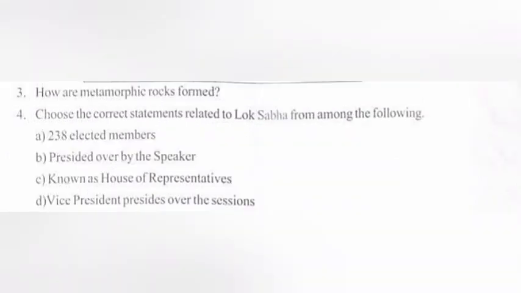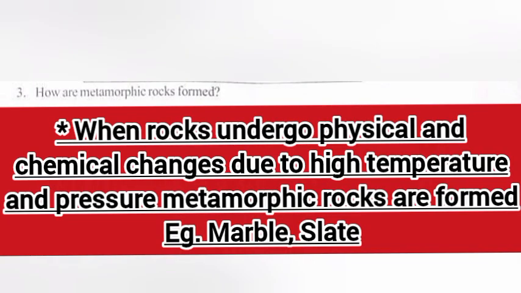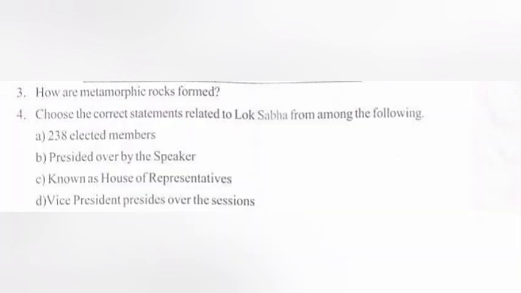3. How are metamorphic rocks formed? Answer. When rocks undergo physical and chemical changes due to high temperature and pressure, metamorphic rocks are formed. Example, marble, slate.